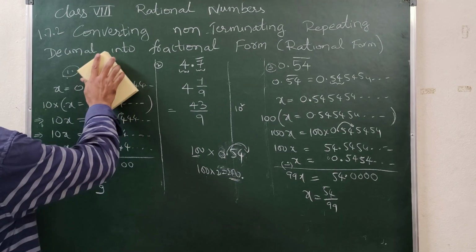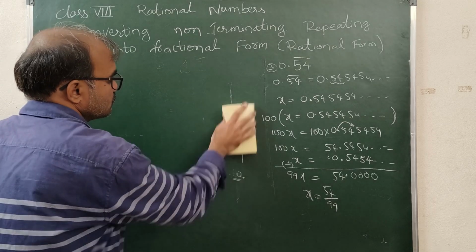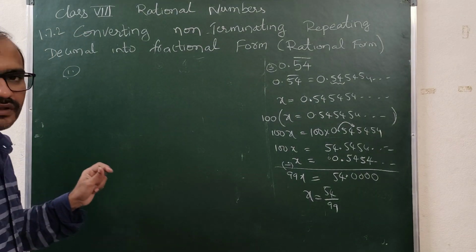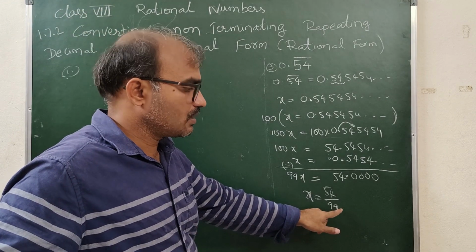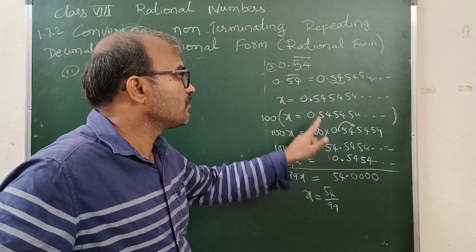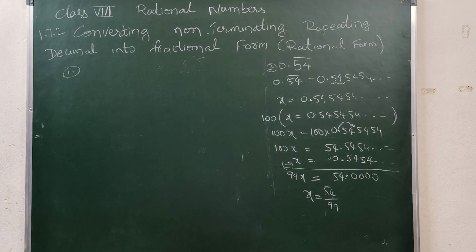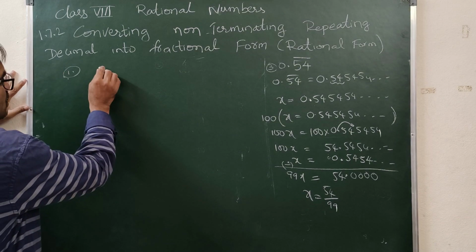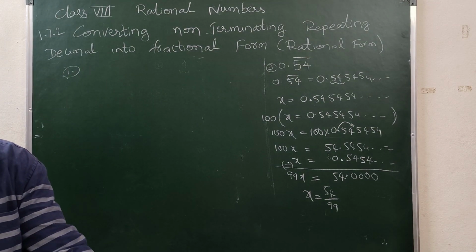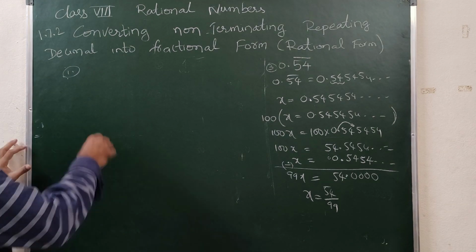Let us discuss one more, the last one. If there are 3 digits, you have to multiply by 1000, and you will get 999 in the denominator. The number given will be there as it is in the numerator. Now, for the last one, there is one example in the textbook, so for your convenience let us go with the same example.